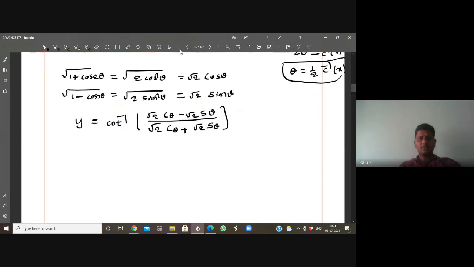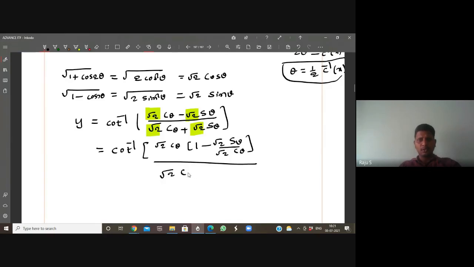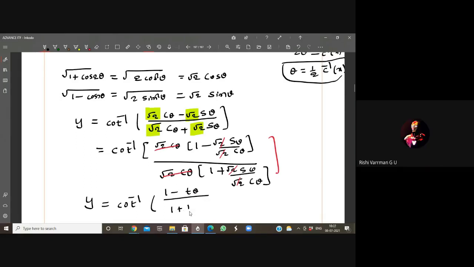Yeah, students, then next, shall I take root 2 outside? Shall I cancel this root 2 directly? Root 2 is common in numerator and denominator, then it will be cancelled. I want to take root 2 cos theta common. Then in the numerator, 1 minus root 2 sin theta by root 2 cos theta, and in the denominator, 1 plus root 2 sin theta by root 2 cos theta. See, both will be cancelled. Finally, y is equal to cot inverse of what is the remaining value, 1 minus tan theta by 1 plus tan theta.